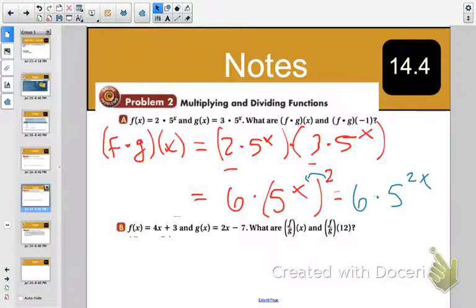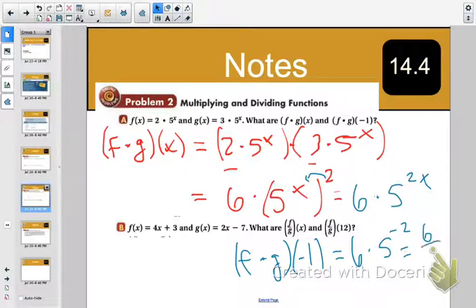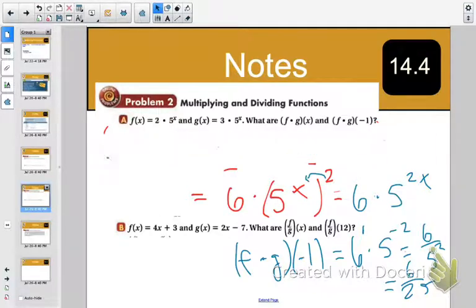And then this one wants you to plug in -1, so f times g of -1 equals 6 times 5 to the -2. Remember, when you have a negative exponent, you need to make it a fraction to make it positive. So that would be 6 over, the 6 is still a positive exponent, so it stays on top, 5 squared on the bottom, which is the same as 6 over 25. So that is multiplication with exponential functions.